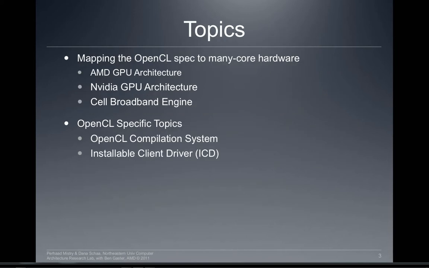We will look at how the OpenCL specification that I've covered in the last part of slides maps to the many core hardware. That means to the AMD GPU architecture, the NVIDIA GPU architecture, which is slightly different, and the Cell Broadband Engine, although we'll probably skip this part since it's not extremely relevant to the course topics. And finally, I will cover some OpenCL specific topics: the OpenCL compilation system and the installable client driver model, which I briefly mentioned in the previous slides.